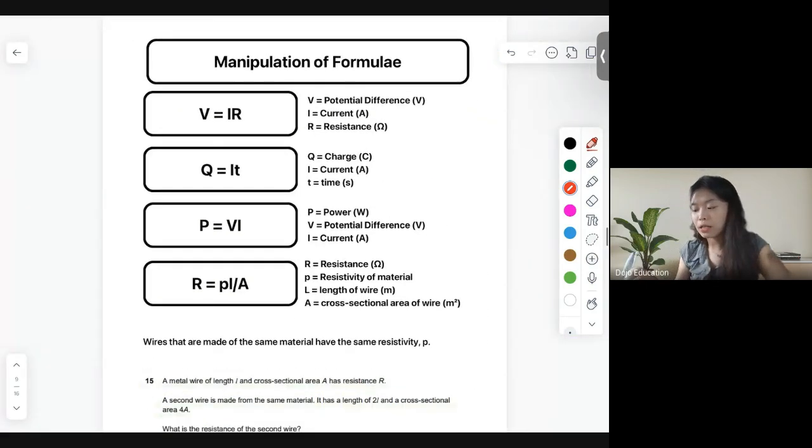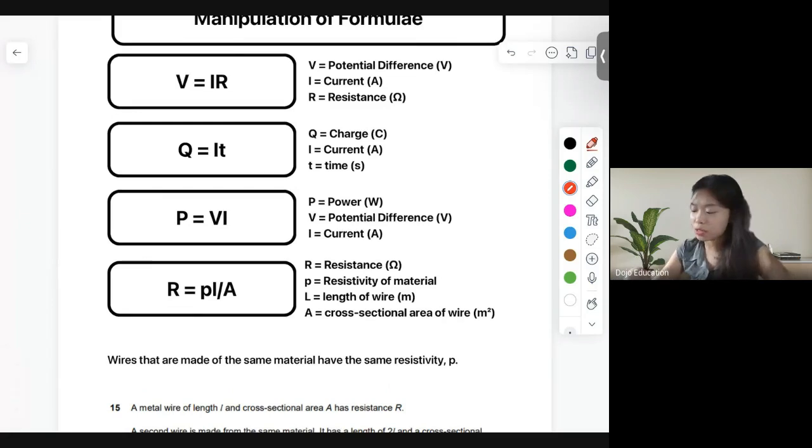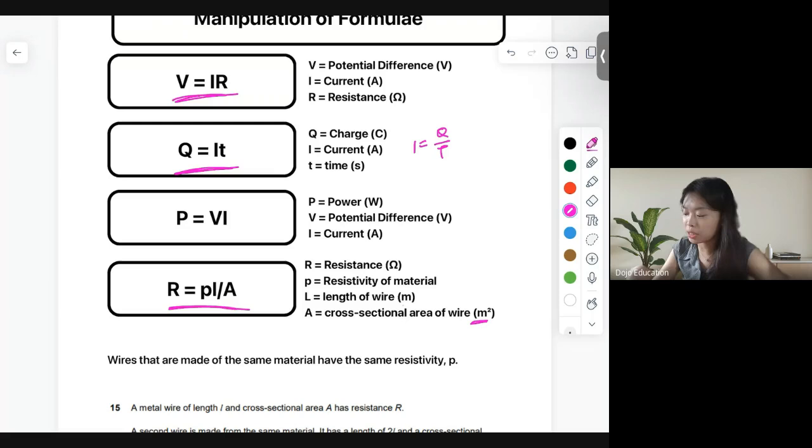Okay, so for this part, it's the same as what we saw just now. Some formulas: V equals IR, Q equals IT, which I wrote as I equals Q over T. It's the same thing. And R equals rho L over A, whatever I just went through with you. Take note, the cross-sectional area, the SI unit is meter squared, and for length, it is meter.